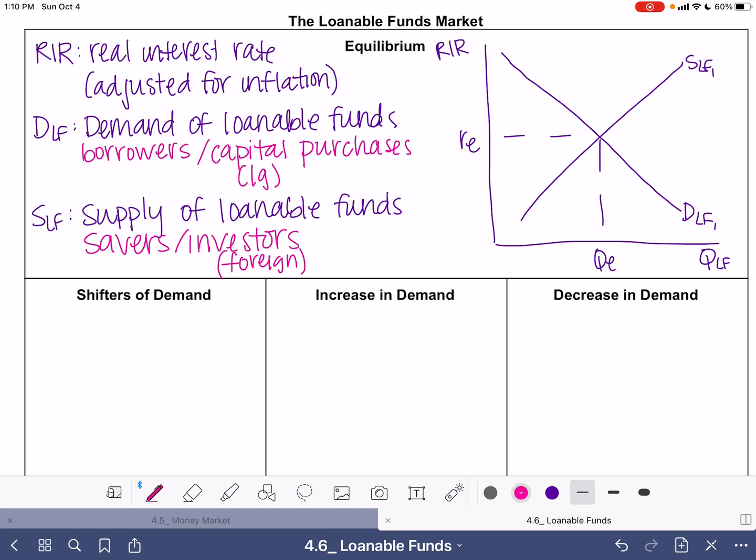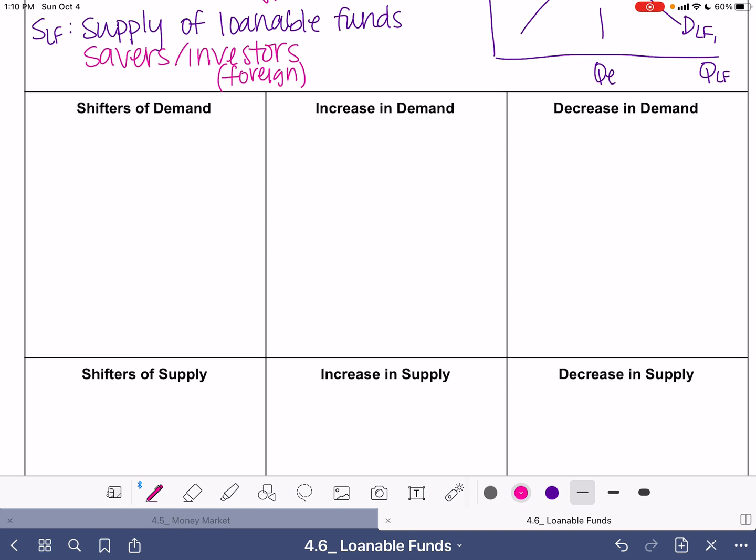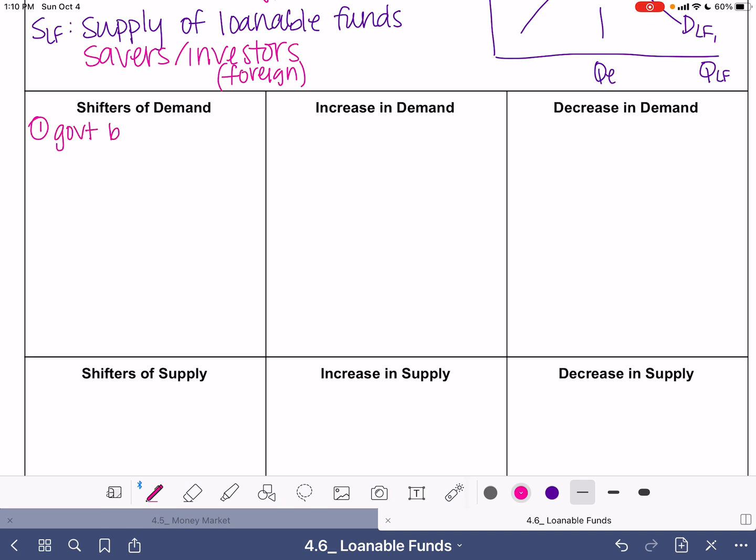So we're going to start with looking at the shifters of our demand of loanable funds curve. So we're talking about things that are going to change our borrowing habits. The first main shifter of our demand for loanable funds is government borrowing. When the government needs to borrow money, that means we are increasing government spending, and taxes aren't able to cover their spending. So if they don't have enough money to spend, they're going to go borrow it, and they're borrowing that money from the loanable funds market.